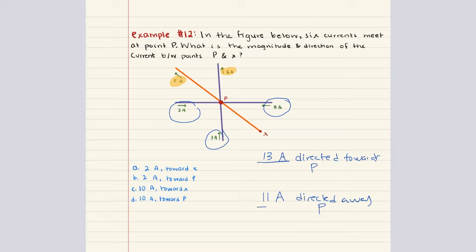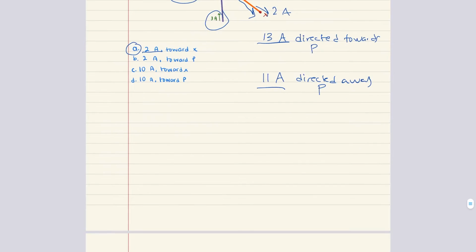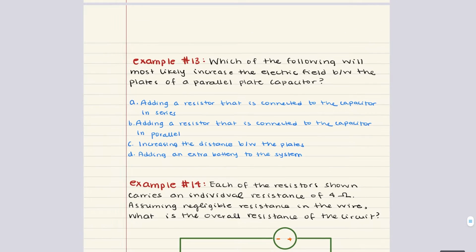We need these values to be equal. And to ensure that, this branch right here from point P to point X needs to be 2 amperes directed away from point P. And that makes the correct answer choice A, 2 amperes towards X. So that is another way of stating away from point P. Let's move on to problem 13.